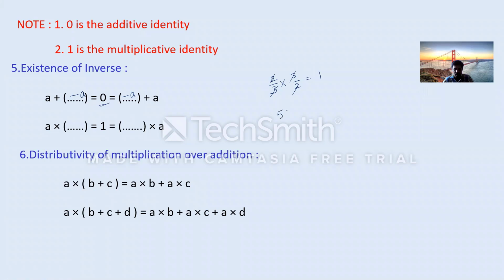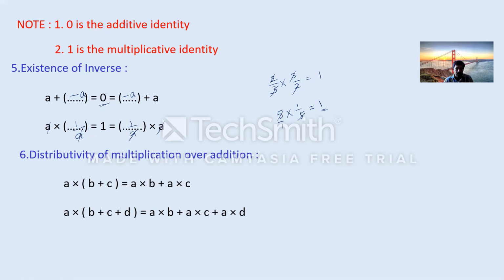If you take 5, 5 into how much will give you 1? We know that 5 means 5 by 1. So if you write 5, here we should write 1 by 1. Now 5 gets cancelled. The result is 1. So here tell me a into what we have to write here to get 1. Here 1 by a. Then only you can cancel a and a. The result is 1. Or here also 1 by a. A gets cancelled. The result is 1. So here multiplicative inverse is also called reciprocal. Reciprocal and multiplicative inverse both are same.